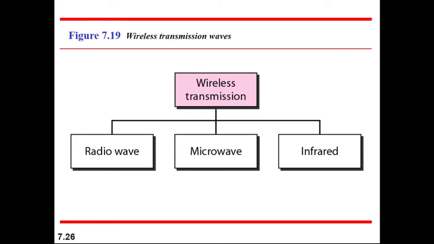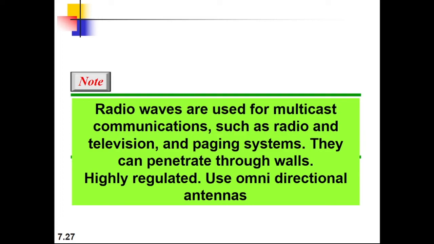Wireless transmission can happen through three different types of waves: radio waves, microwaves and infrared. So we can transmit different types of waves. Radio waves are used for multicast communication. What do we mean by multicast communication? Multicasting and unicasting, we have different terms, for example unicast.